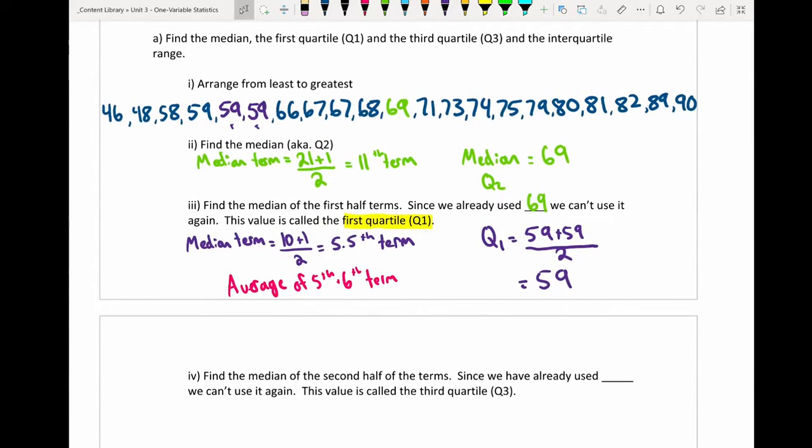The next step is we are going to find the median of the second half of the terms. And again, since we already used 69, we can't use it again. And this value is called our third quartile. So looking at this set of data, what I did was I found the middle value, 69. I found the middle value of the first half of numbers. And now I'm going to find the middle of the second half of numbers, which I've just highlighted. So just to show you the second half.